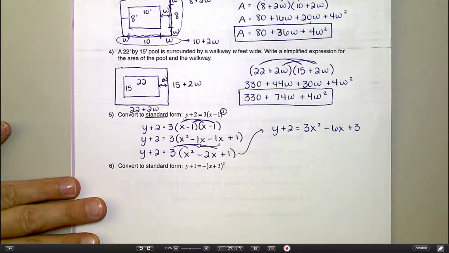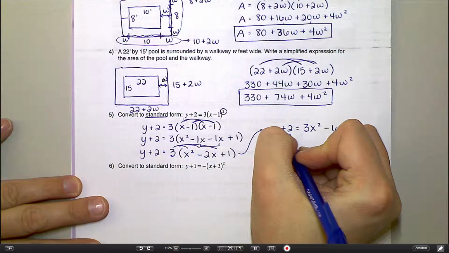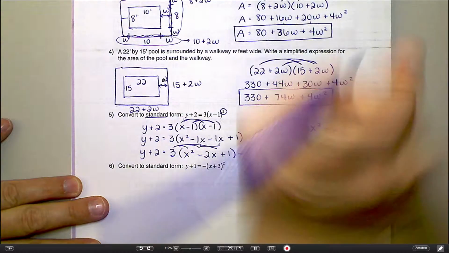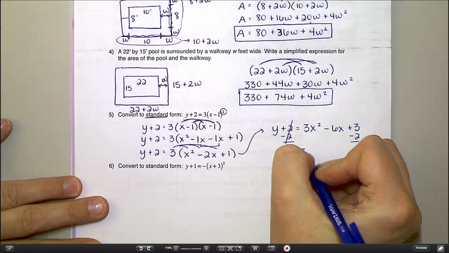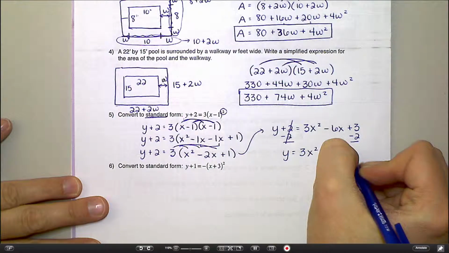And then the very last thing I have to do to get in standard form is I do have to get y by itself. So I'm going to subtract 2 and subtract 2. And I'll get y equals 3x squared minus 6x plus 1.